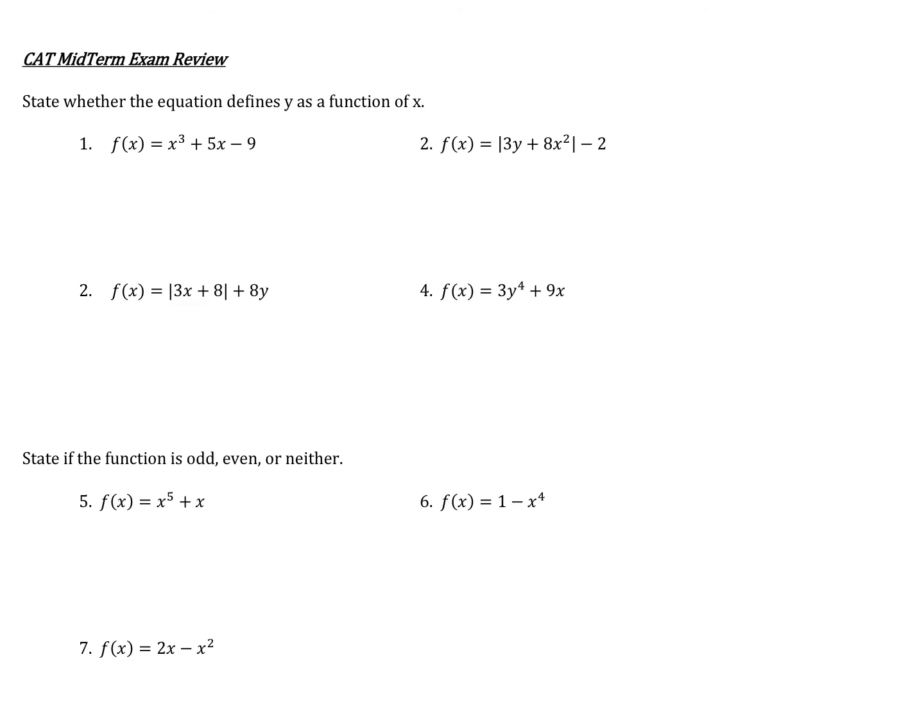So the first 4 questions from your midterm review tell you to state whether the equation defines y as a function of x. If you remember from this section, if y is raised to an even power, or it's in absolute value bars, or it's in the denominator of a fraction, it's not a function. So for number 1, you have f of x is equal to x cubed plus 5x minus 9. You don't have a y raised to an even power there. It's literally f of x and y are the same thing. So we're good. This one is a function.